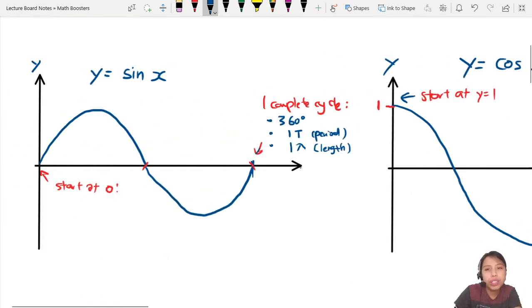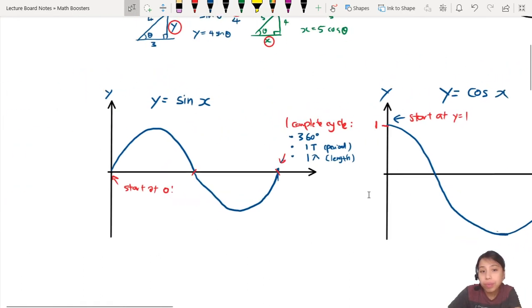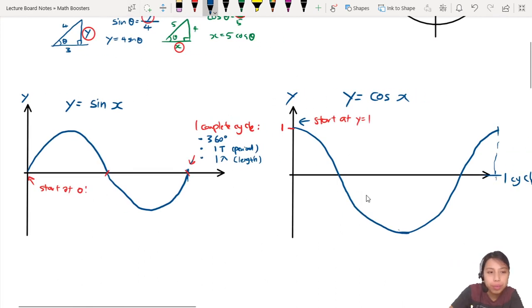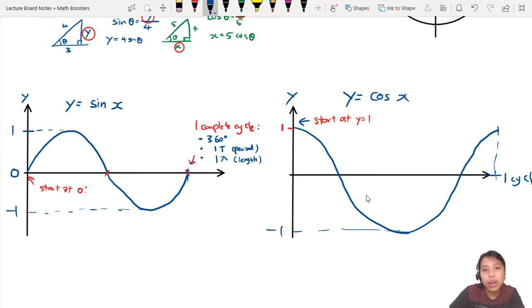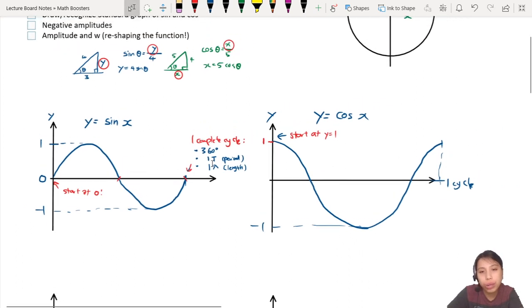Now, notice the difference between the sine and cos. Sine starts from 0. Cos starts from 1. And they both in the basic form have an amplitude of 1. So the biggest they can go, the amplitude is 1. Down here is negative 1. So that's the maximum value and the minimum value you can have. So this is 1, negative 1. Now, this is the basic form. You must know how to recognize this.